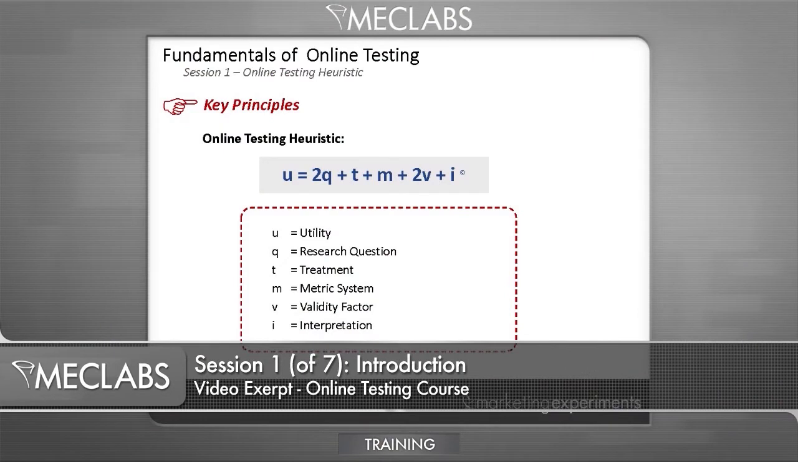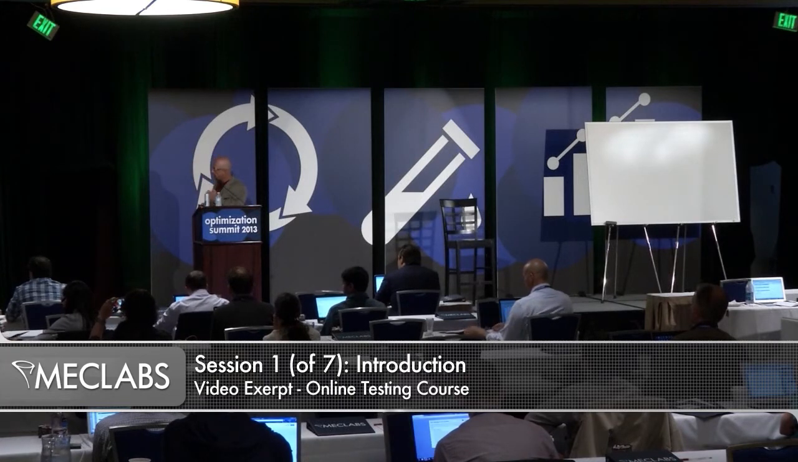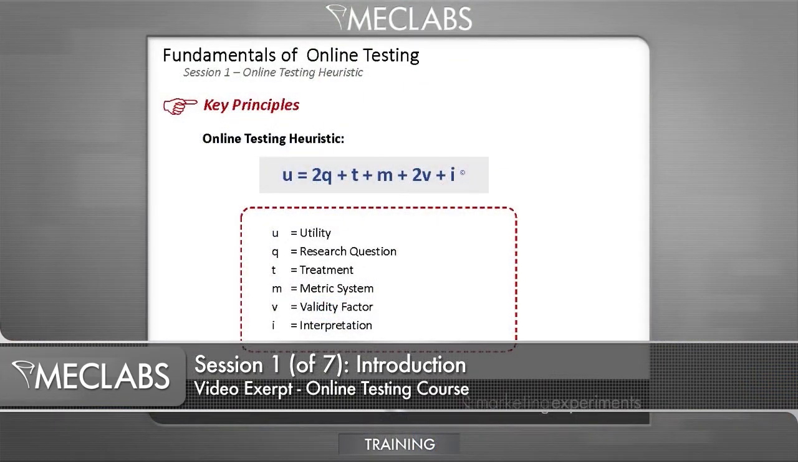It's a simple heuristic. U equals 2Q plus T plus M plus 2V plus I. The coefficient, as in the conversion sequence, relates to the relative impact of each of those variables on your chances of developing a useful test.